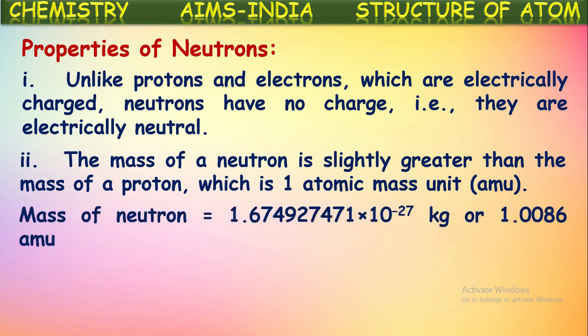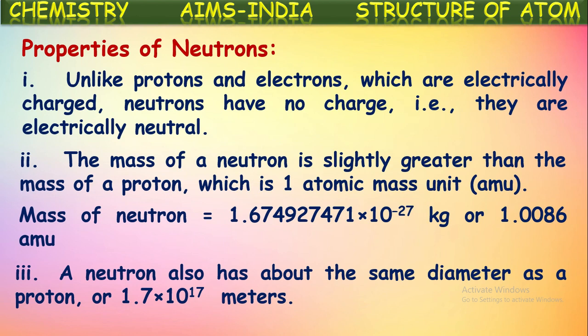So the mass of a neutron is taken as 1.674 into 10 to the power of minus 27 kilograms, or in terms of AMU, it is considered as 1.0086 AMU, whereas for a proton it was taken as 1.007 AMU. That means the mass of a neutron, to say accurately, is slightly greater than that of a proton. But in general, in calculations, the mass of a proton and the mass of a neutron are considered as 1 AMU, nearly equal. But to say accurately, the mass of a neutron is slightly heavier than that of a proton.